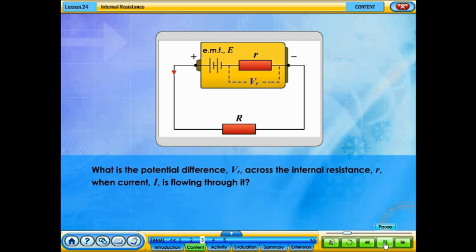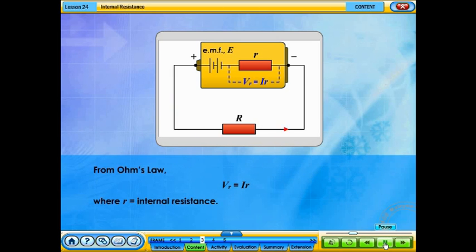What is the potential difference VR across the internal resistance R when current I is flowing through it? From Ohm's law, the potential difference VR across the internal resistance equals current I times the internal resistance R.